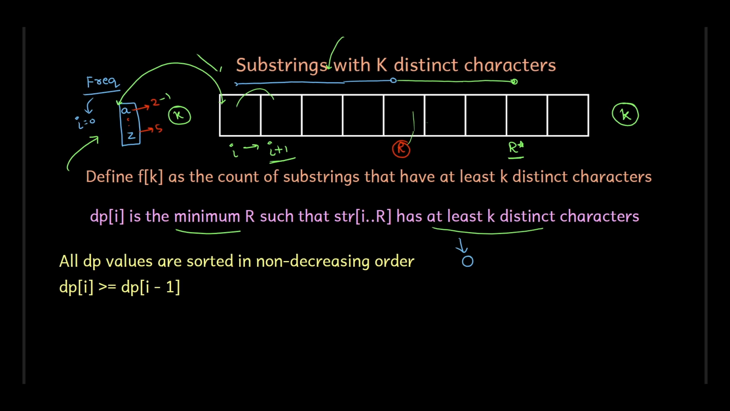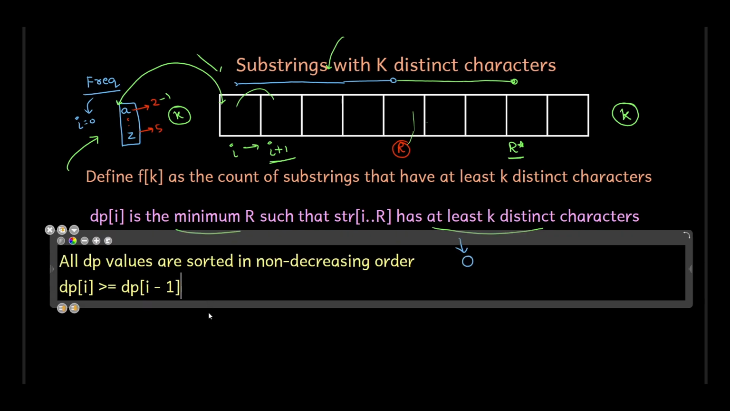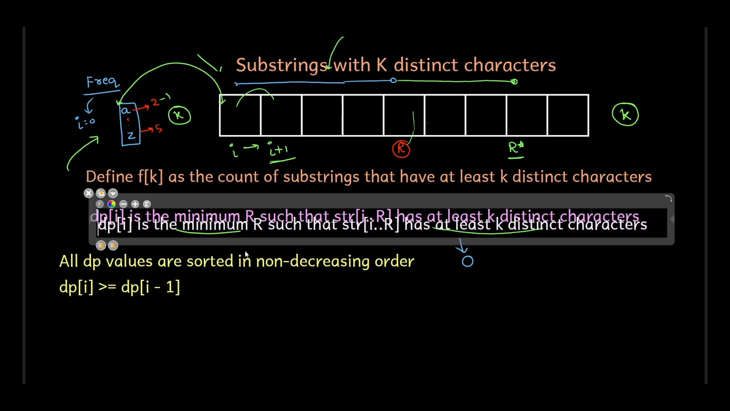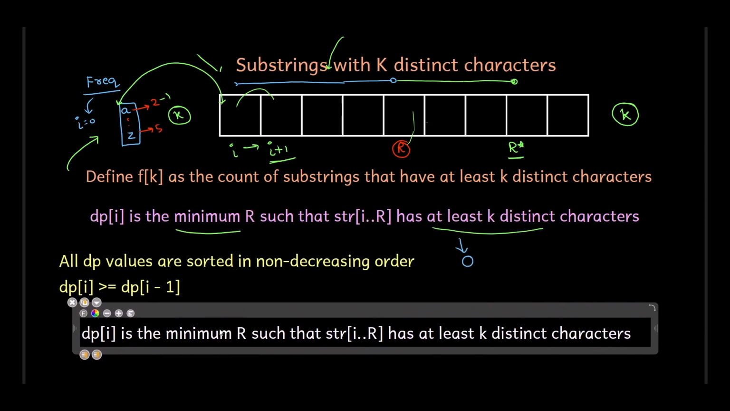In other words, my DP definition is nothing but: DP of I is the minimum R such that I to R has exactly k characters.